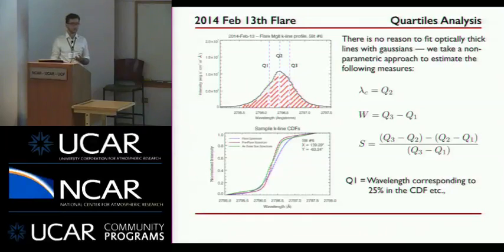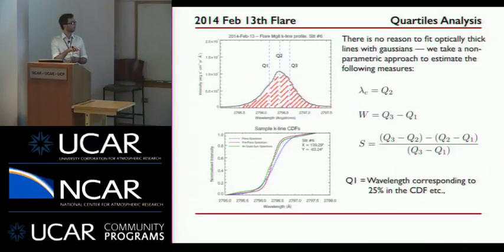So because we have optically thick lines, we didn't want to fit Gaussians, so we took a non-parametric approach to investigate the quartiles. So we split the line up into 4 equal areas by computing the normalized cumulative distribution functions. And from them, we can grab out the wavelengths that correspond to the 25, 50, and 75 percentiles and compute these measures and see how these measures vary with time during the flare.